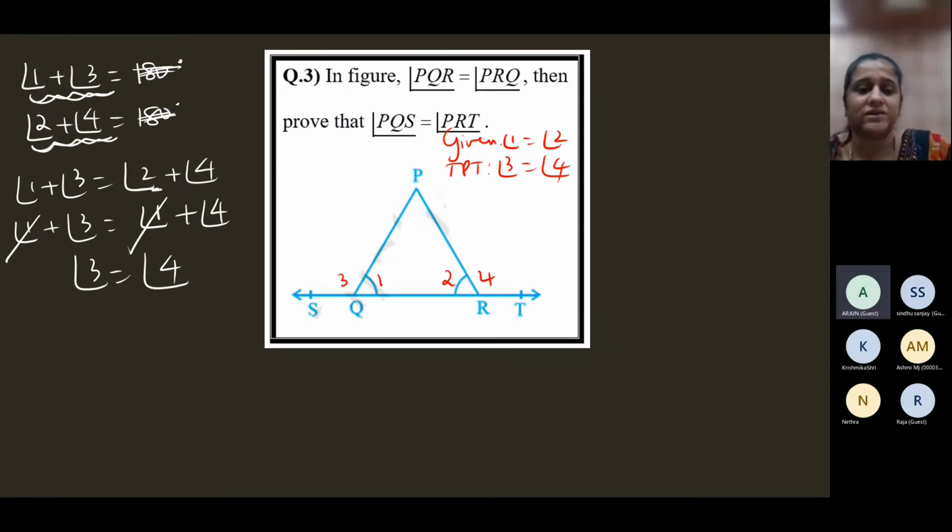It's the same proof, but we have not used the numbers 1, 2 here. One minute, children. Sorry, children. It's the same proof, but we have named the angles 1, 2, 3, and 4. Please write down.